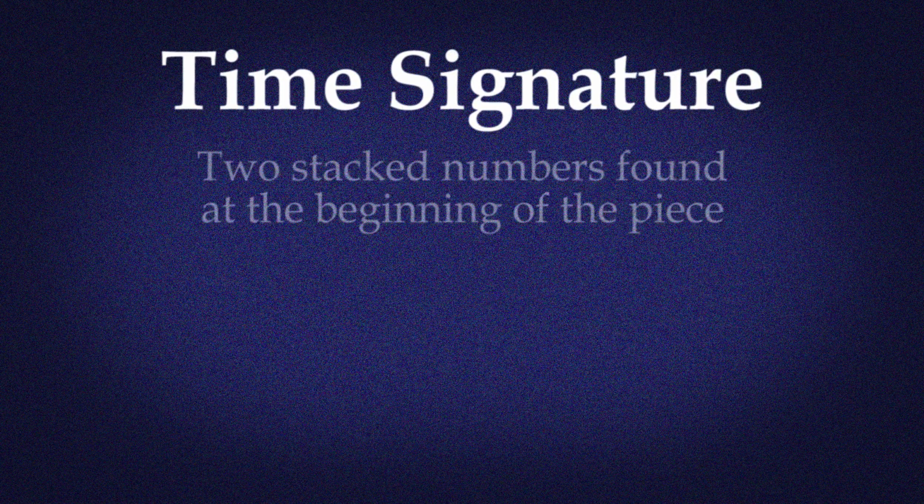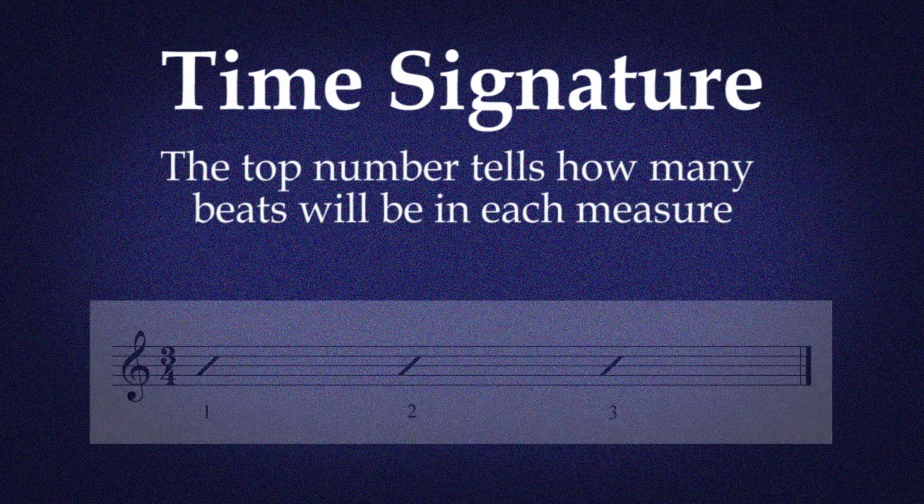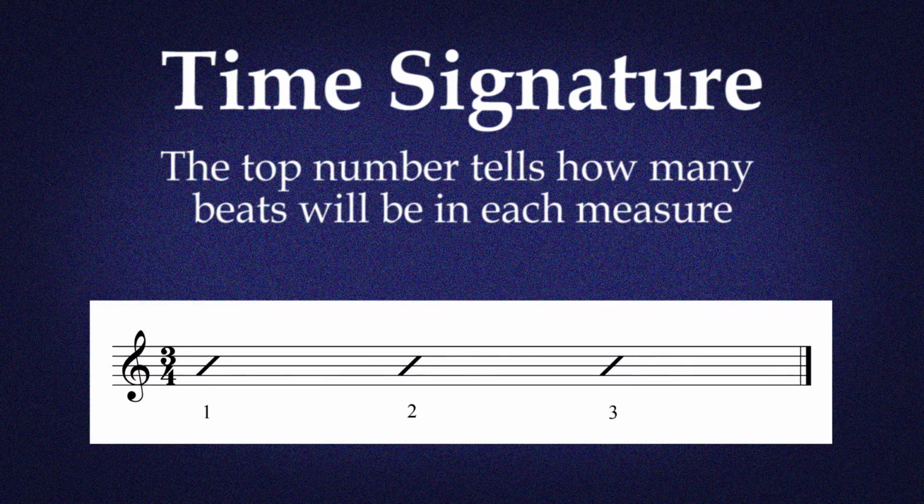It's two numbers stacked, kind of looks like a fraction, and each number tells us a different piece of information about the beat. But for now, I only want to focus on the top number. It tells us how many beats are going to be in each measure. The beat needs to be counted based on this number. So if it's a 3, that means there's 3 beats in each measure, so we'll be counting to 3. If it's 4, there'll be 4 beats in each measure, so we'll be counting to 4.